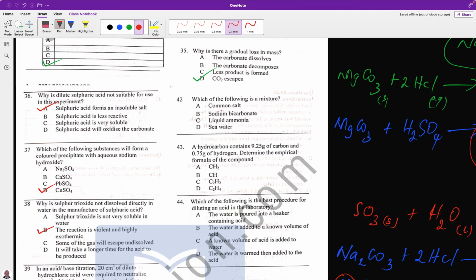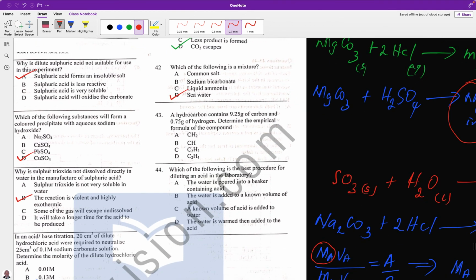For that purpose, let's visit our answer column. Which of the following is a mixture? Common salt is sodium chloride. It has a formula, so it is not acceptable. Sodium bicarbonate has a formula, so it is not acceptable. Liquid ammonia has a formula, so it is not acceptable. Seawater, which I gave earlier, is an example of a mixture. Seawater and air are examples of mixtures. D is the right answer.